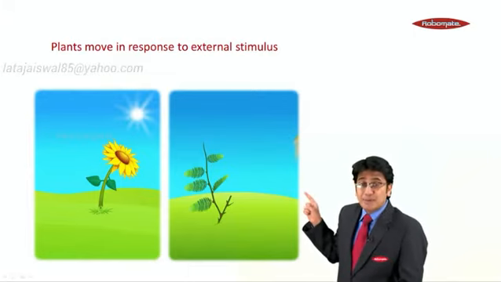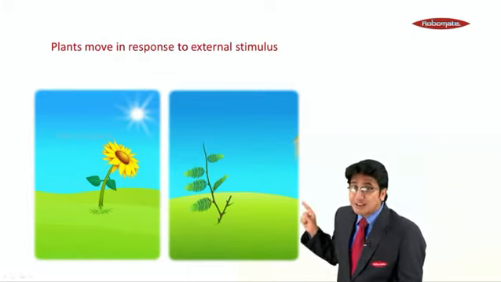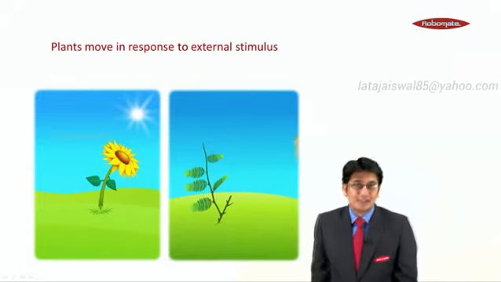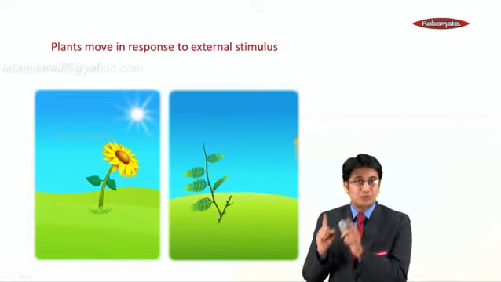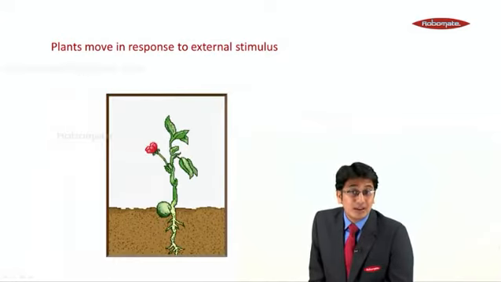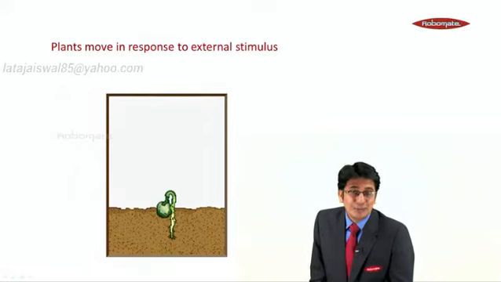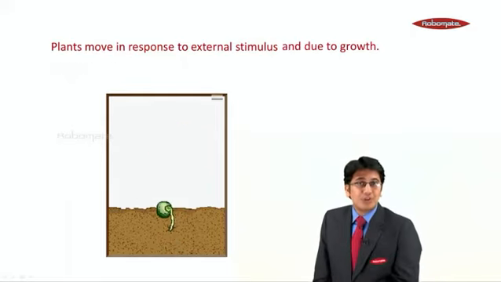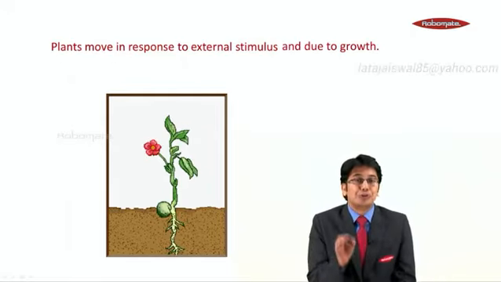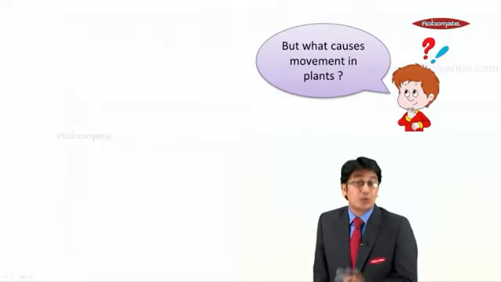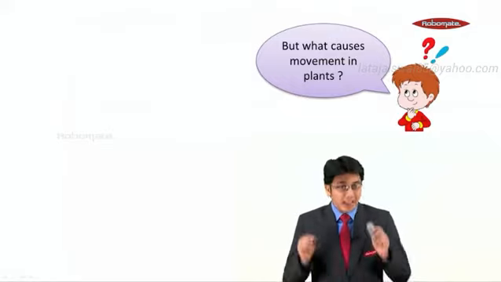In both the cases, plants moved. So plants move in response to external stimulus. In the first example, the stimulus was light. In the second example, the stimulus was touch. But in both the cases, plants moved. One more example of movement. You can clearly see the plant is growing and it is moving. So we can say plants move in response to external stimulus and due to growth. So plants move. But what causes movement in plants?